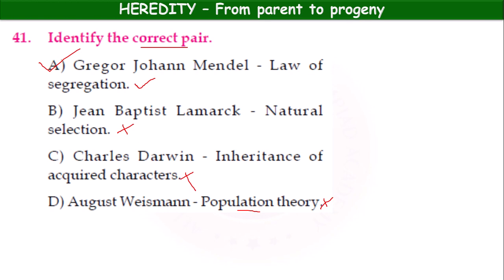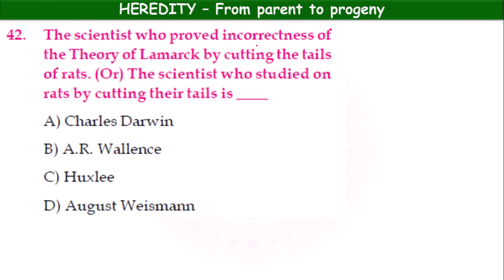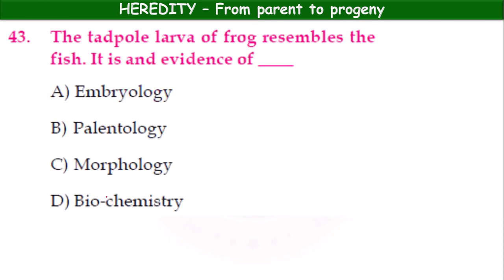Option A. The scientist who proved the incorrectness of the theory of Lamarck by cutting the tails of rats is Charles Darwin, Alfred Russel Wallace, Huxley, August Weismann. Who, children? August Weismann. Next, the tadpole larva of a frog resembles a fish. It is an evidence. Which evidence? Embryological evidence, paleontological evidence, morphological evidence, biochemistry. It is embryological evidence.